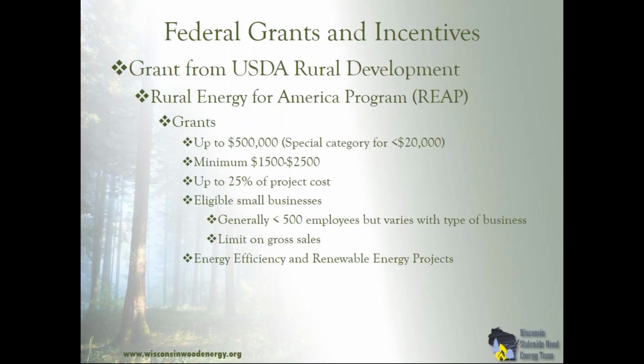So the first one I'm going to highlight is called the Rural Energy for America Program. It's been around for a number of years now. For renewable energy projects, it's up to $500,000. They also do energy efficiency. Note they have a special category for projects that are under $20,000. The minimum for a project for renewable energy is $2,500. And you can ask for up to 25% of eligible costs.